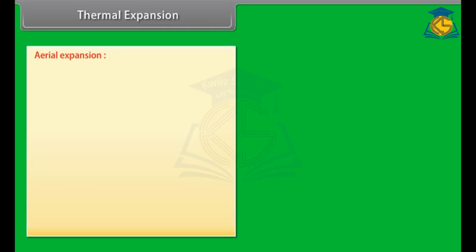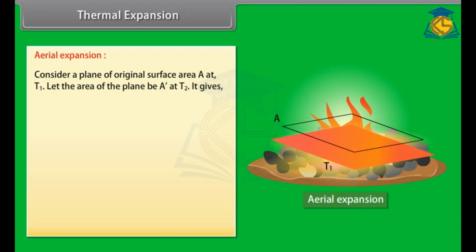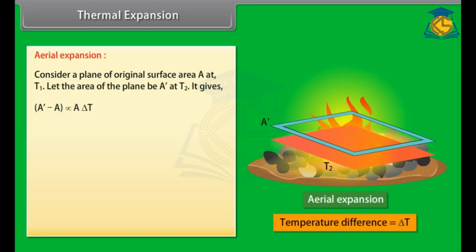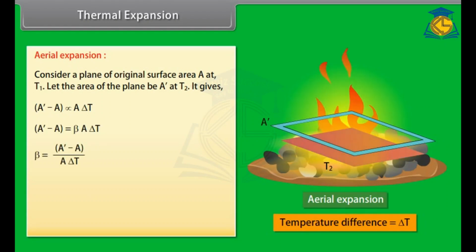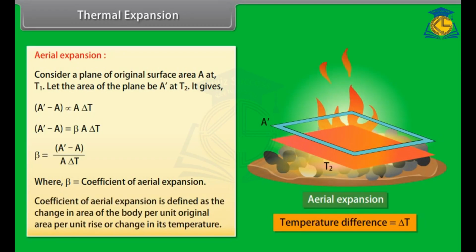Areal expansion. Consider a plane of original surface area A at temperature T1. Let the area of the plane be A dash at temperature T2. It gives A dash minus A is directly proportional to A delta T, or A dash minus A is equal to beta A delta T. Value of beta is equal to (A dash minus A) upon A delta T, where beta is equal to coefficient of areal expansion. Coefficient of areal expansion is defined as the change in the area of the body per unit original area per unit rise or change in its temperature.